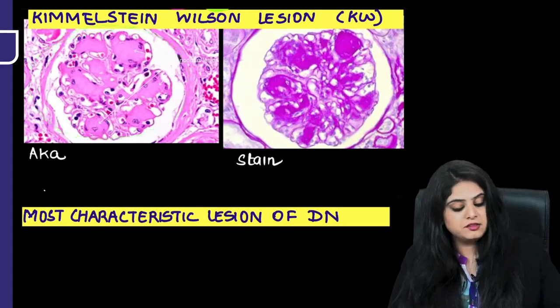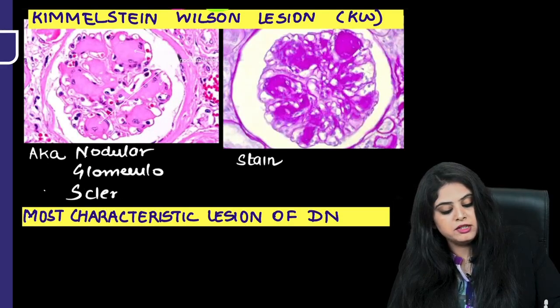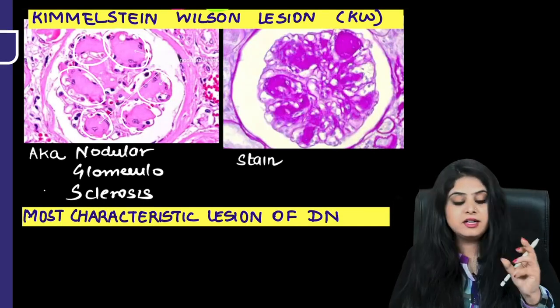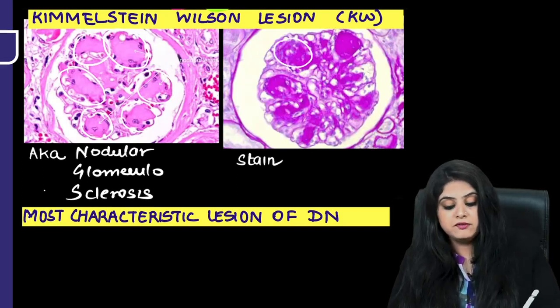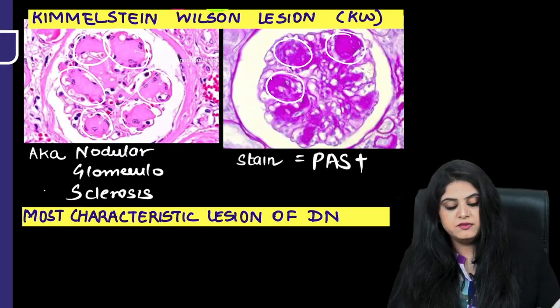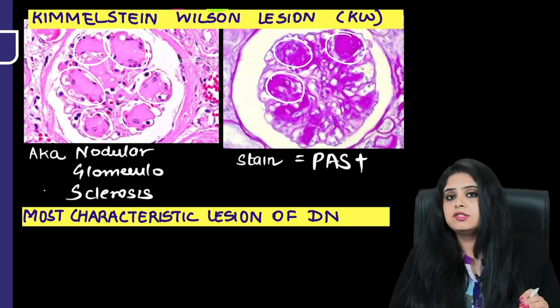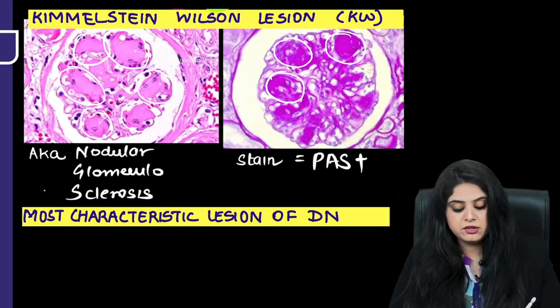How will I identify this picture if I know the other name? The other name of Kimmelstiel-Wilson lesion is nodular glomerulosclerosis, meaning I'm going to see nodules. Yes, I can see those pink color, small round things. Those are the nodules. And if I want to confirm those nodules, what is the stain that I put? Kimmelstiel-Wilson lesion is PAS positive. I hope everyone's understood. So diabetes: KW lesion, most characteristic, nodular glomerulosclerosis.